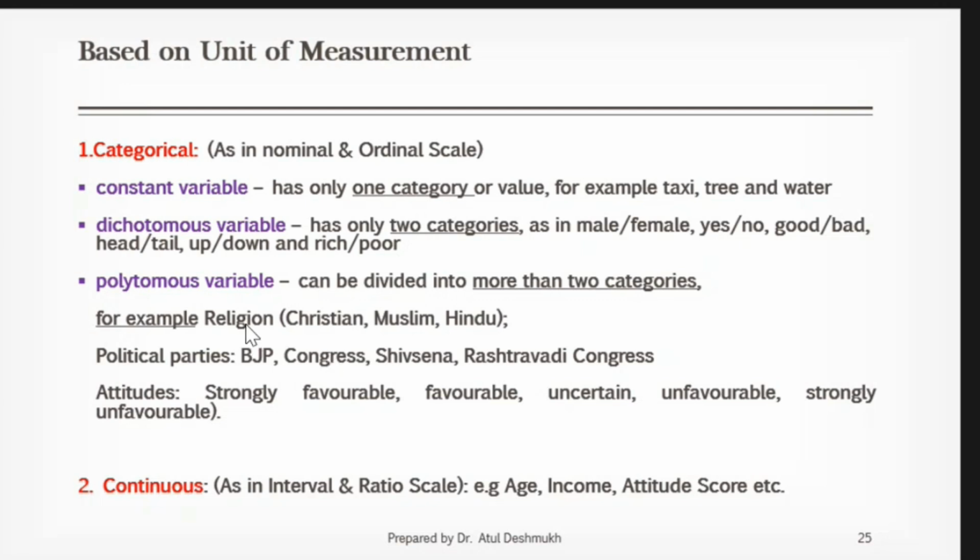Suppose religion in India: there are multiple religions, Hindu, Muslim, Sikh, Christian. There are so many religions in India, so it's a polytomous variable. Or political parties, there are so many political parties in India. So that is also a polytomous variable. Or if you are measuring somebody's attitude, when you put it on a scale like strongly favorable, favorable, uncertain, unfavorable, strongly unfavorable, then it has multiple categories, expressions of multiple attitudes. So it is a polytomous variable.